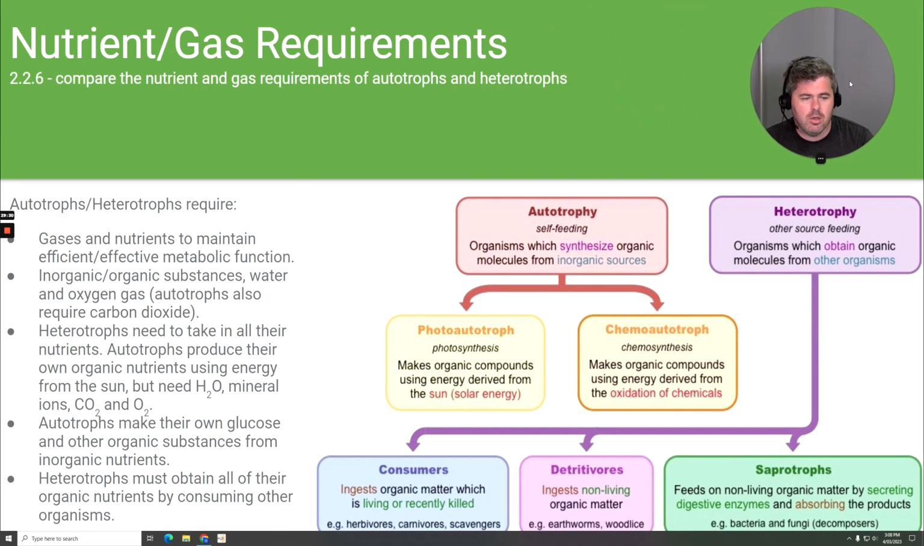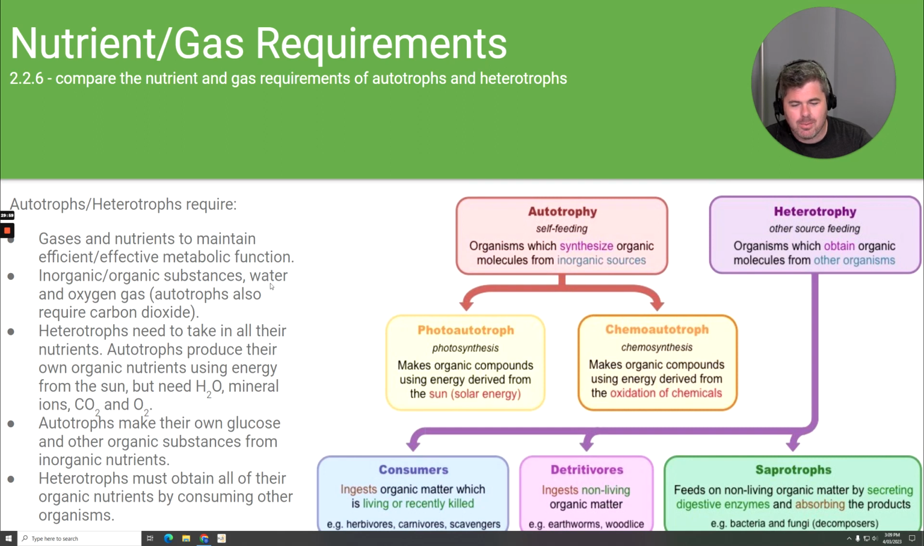All right. Nutrient and gas requirements. Now, every organism, whether it's an autotroph, heterotroph, herbivore, carnivore, detritivore, has requirements in order to keep the cells alive. If the cells do not have those requirements met, they begin to die off quite easily. So, both autotrophs and heterotrophs require gases and nutrients to maintain efficient and effective metabolic function. If they don't have air, they don't have food, they die.